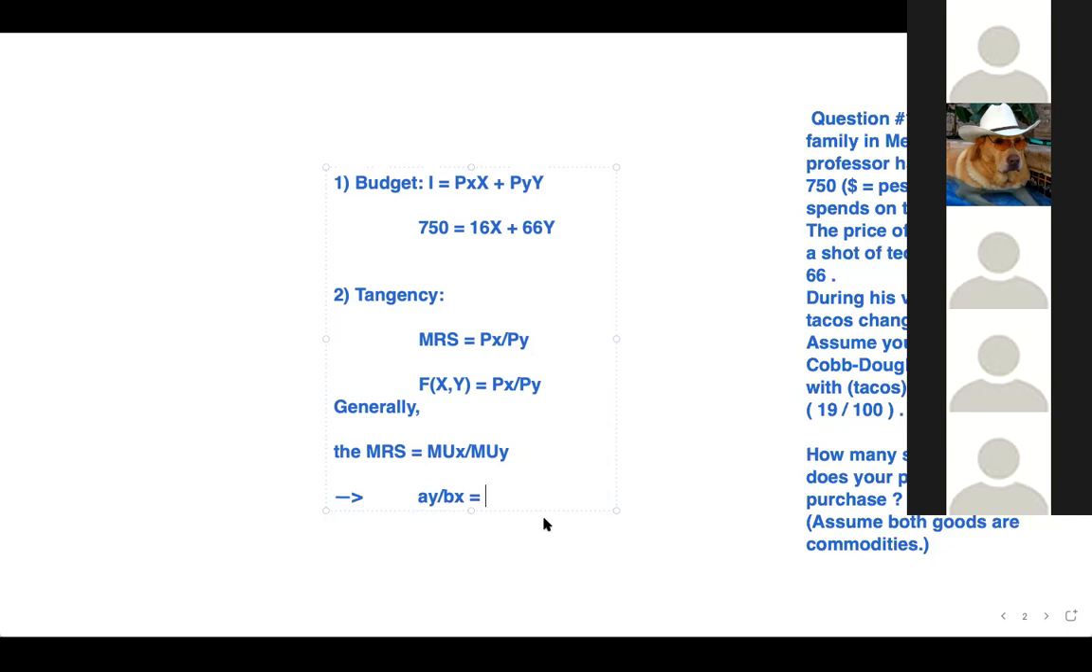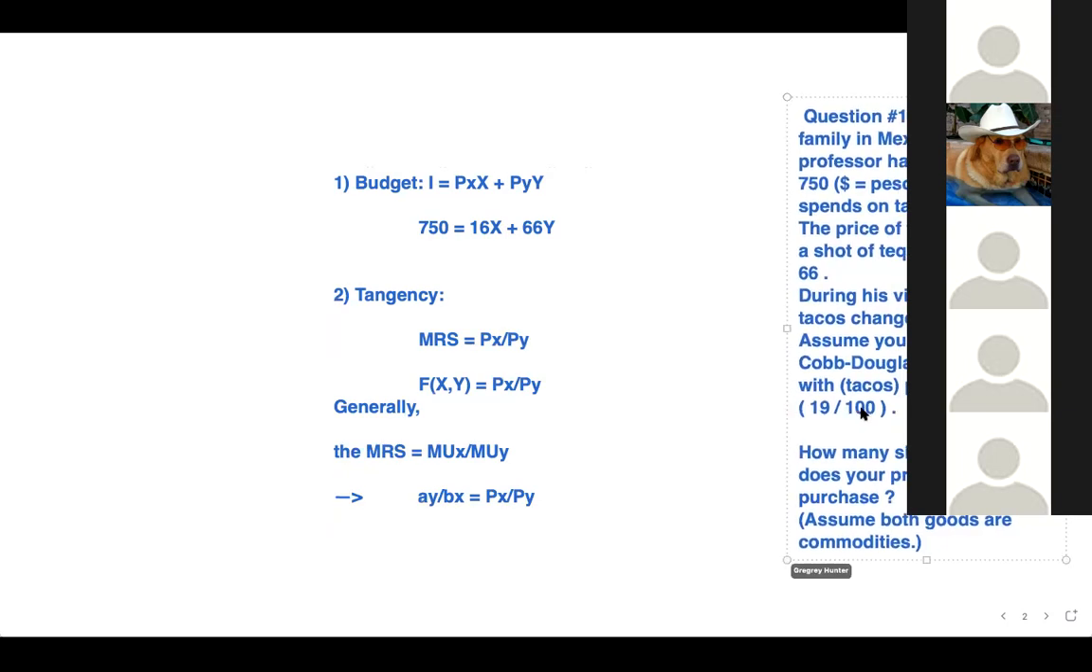So here, then, we have the prices already. The price of X is 16 over 66. So I'll just write this one more time, px over py. And then hopefully this makes sense. Here, our alpha is, can you see that, Michael? It's 19 over 100. So our problem's a little bit different, right?